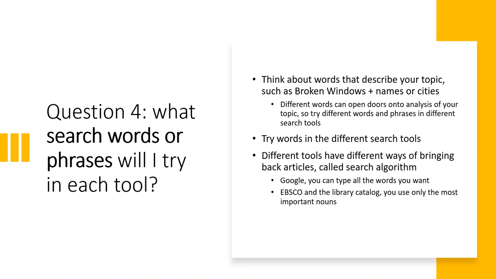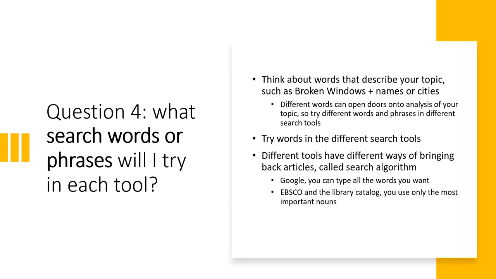That's because different tools have different ways of searching. We call that a search algorithm in computer science. In Google, you can type all the words you want, such as, how did the theory of broken windows policing develop over time? If you type that in Google, you're going to find stuff. You're going to find web pages, not necessarily what your professor is looking for.